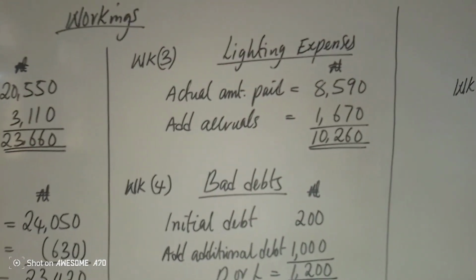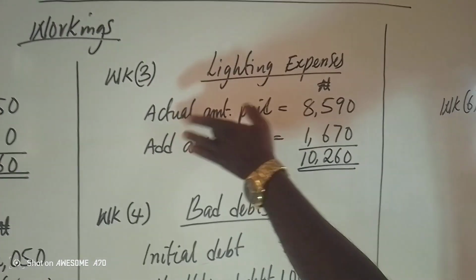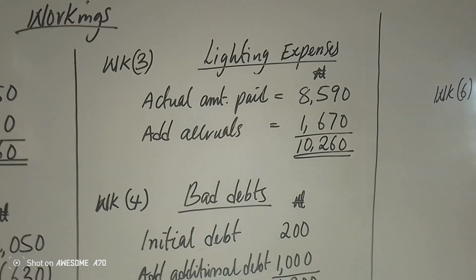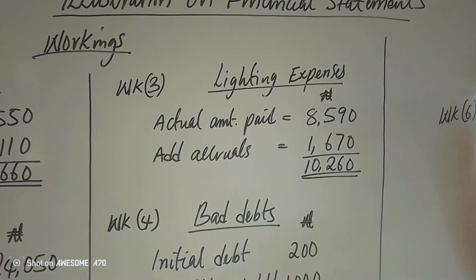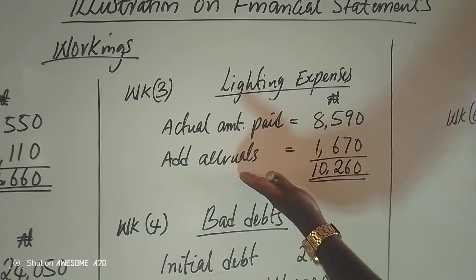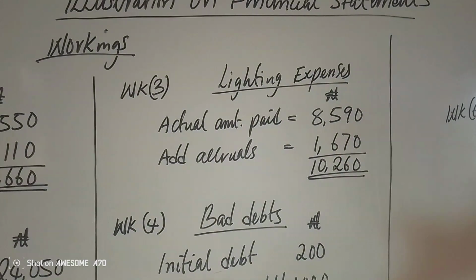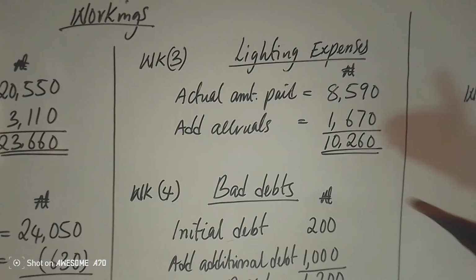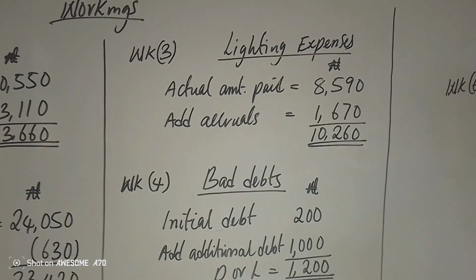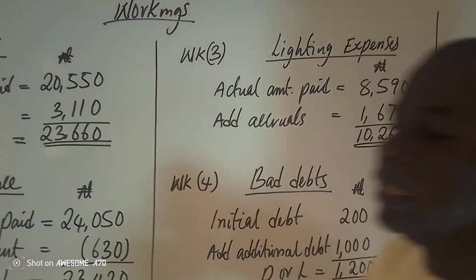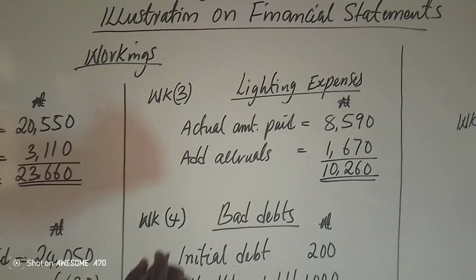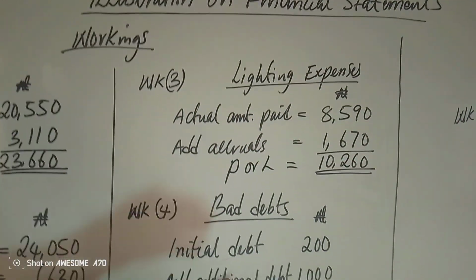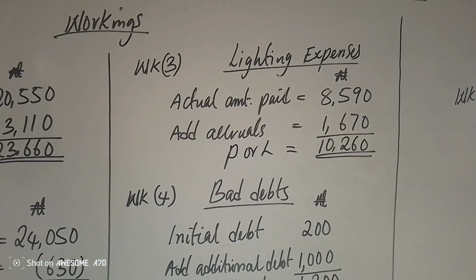It's the same arrangement. Then you go and pick the actual amount of lighting that was paid in the trial balance during the year, which was 8,590. Then what do you do? You now add accruals as in the case of rates. So this is the accrual of the current year. So you add it to the actual amount of lighting that was paid, then you get the amount that's supposed to be paid during the current year. And this is the amount that we charge in the profit or loss, as operating expenses in the profit or loss account.